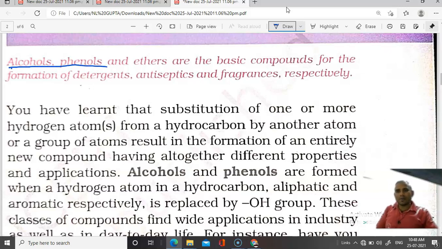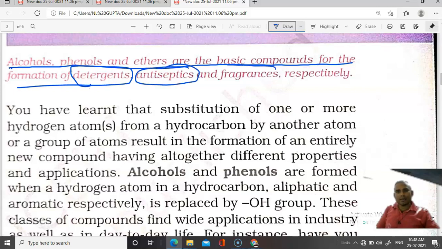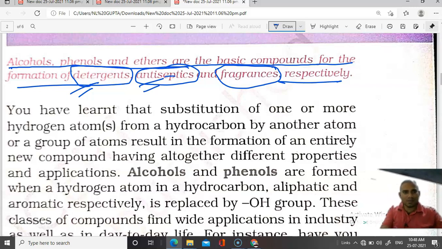They are saying alcohols, phenols and ethers are the basic compounds for the formation of what, students? Firstly, detergents, second antiseptics, and third fragrances, respectively. So why are we going to study alcohols, phenols, ethers? Firstly, there are detergents, whatever soaps and detergent powders there are. Second point, antiseptics are also important. And the last one is fragrance, whatever fragrance we are using. Other beverages and alcohols are also what we are going to prepare.